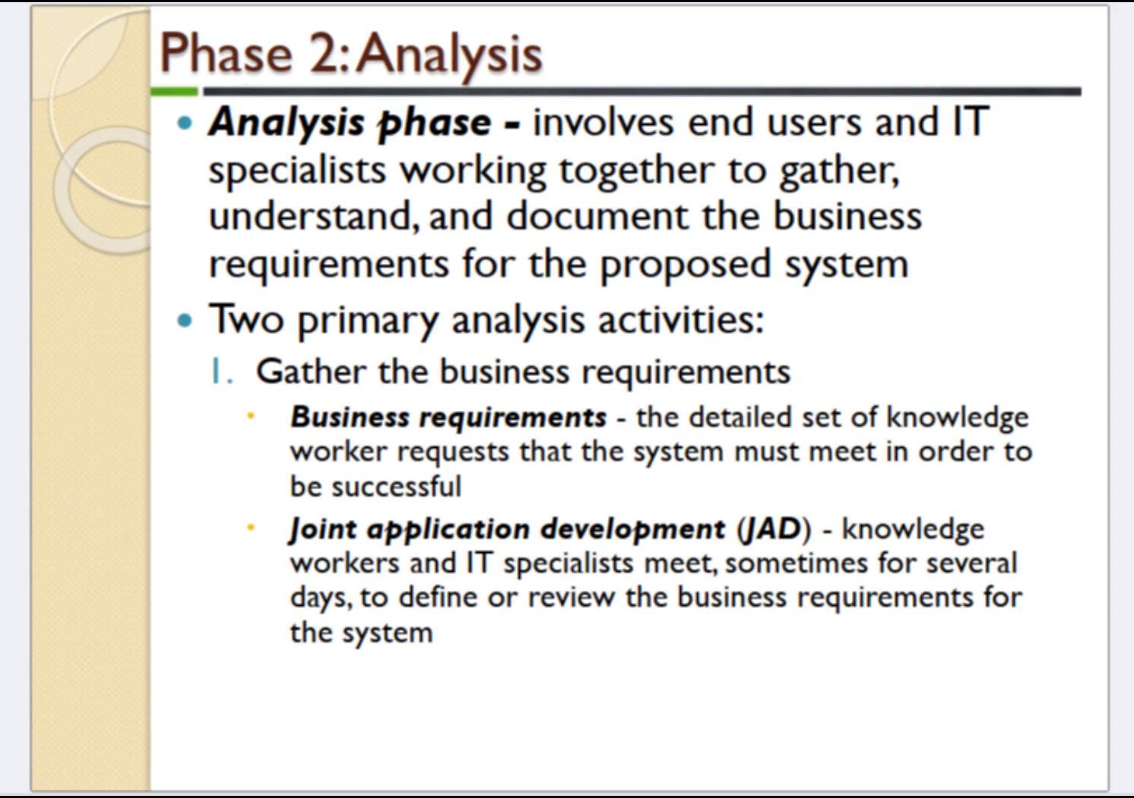Phase 2. Analysis. Analysis phase involves end users and IT specialists working together to gather, understand, and document the business requirements for the proposed system. 2 primary analysis activities. 1. Gather the business requirements. Business requirements: the detailed set of knowledge worker requests that the system must meet in order to be successful. Joint application development, JAD: knowledge workers and IT specialists meet, sometimes for several days, to define or review the business requirements for the system.